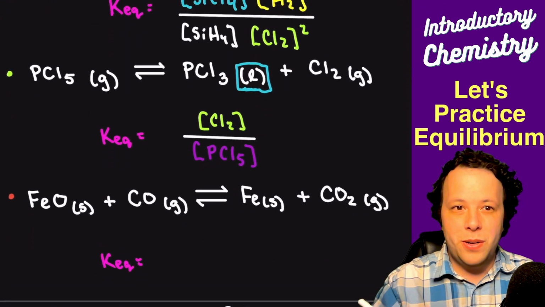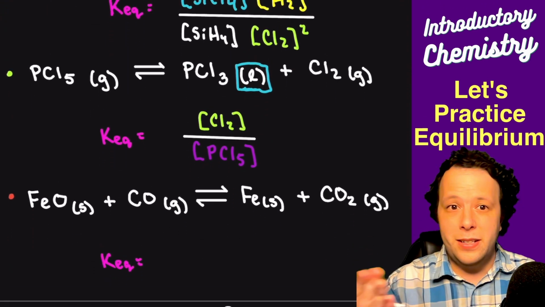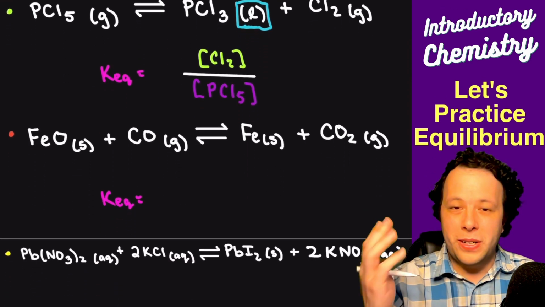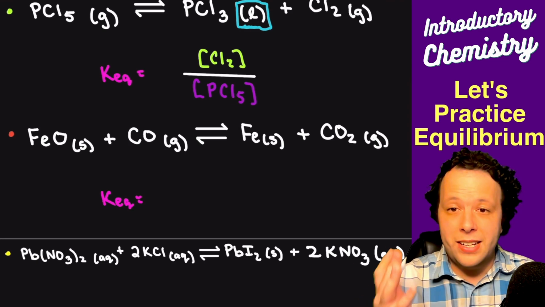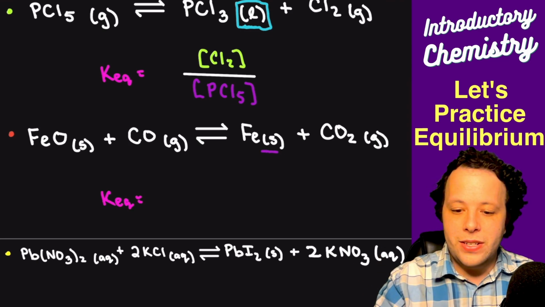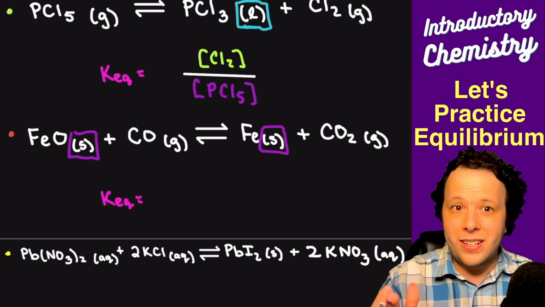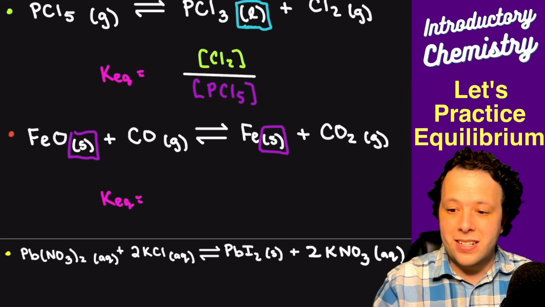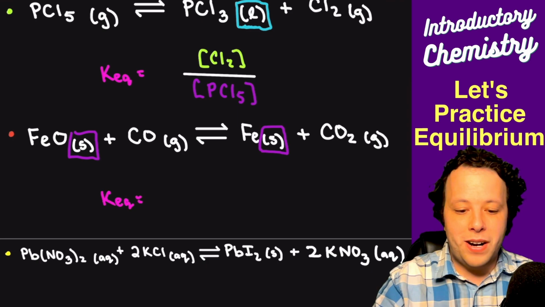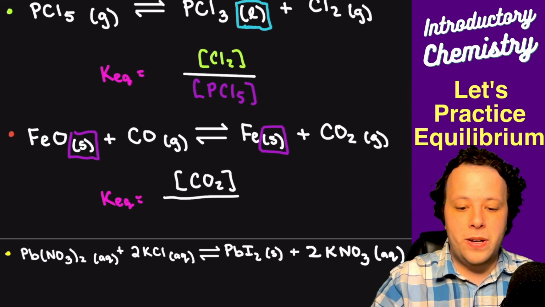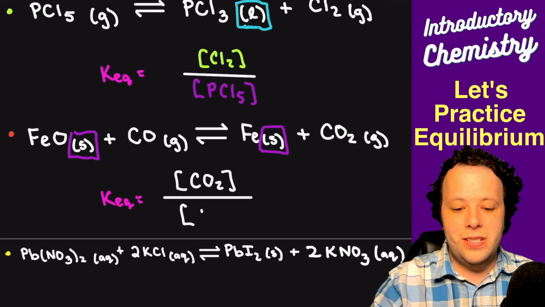Now for the next one, we have FeO, that's a solid, plus CO gas, and FeS. So what we're going to be doing here is once again checking all the phases. So you see that we have a solid and then another solid, so we're not going to include those, only the gases. So when we write this, we do products over reactants. So we have CO2 to the power 1 all over CO.